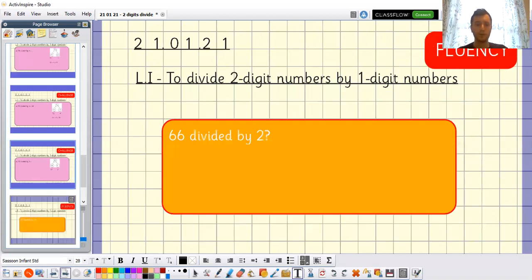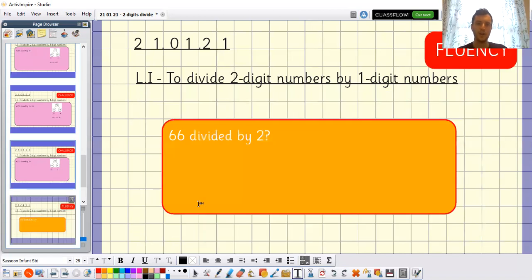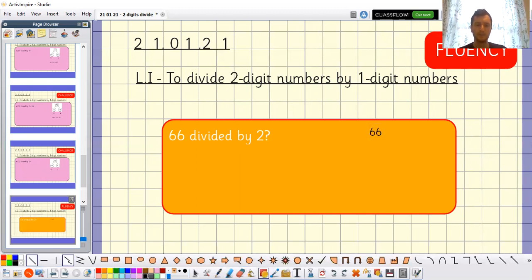Well done if you managed to work through those examples. I know that new method is quite tricky and it requires you to think a little bit creatively about that partitioning. Now let's finish with a fluency division question. 66 divided by 2. Now pause the video here, have a go at it yourself, and then we'll go through the answer in a moment.